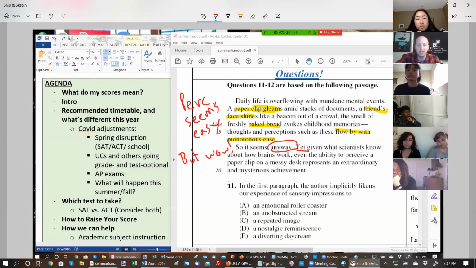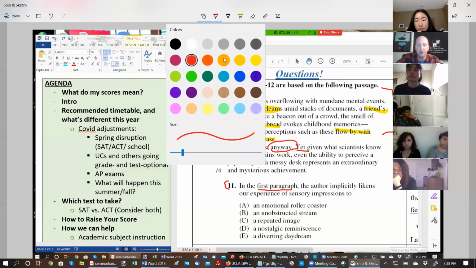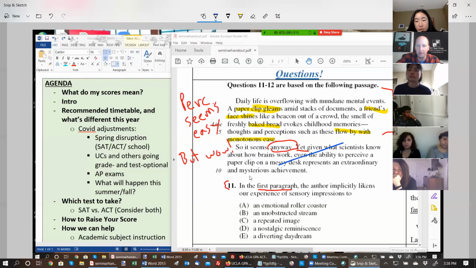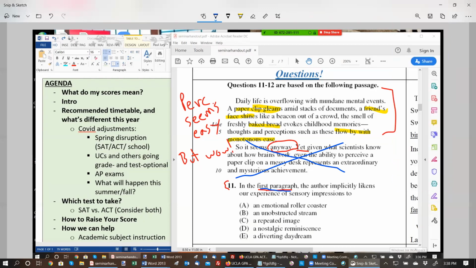And you always want to re-summarize the answer choice or the question to yourself to make sure you understand it. So in the first paragraph, wait a minute, that means that anything from this second paragraph is now off limits. Goodbye, because first paragraph. The author implicitly likens our experience of sensory impressions. What the heck are you talking about? What does that even mean? Read it a couple of times if you need to. Try to summarize it to yourself so that you can understand it a little bit better.